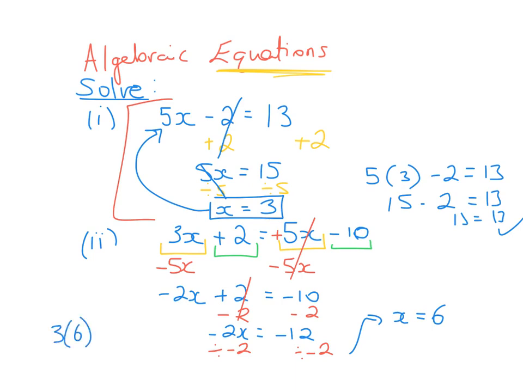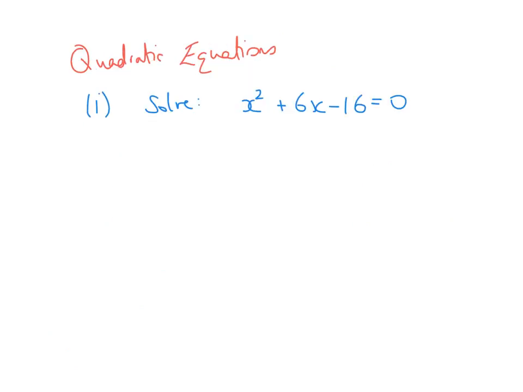So 3 bracket 6 plus 2 should be equals to 5 bracket 6 minus 10. And if we test that out, then that's going to be 20 is equals to 30 minus 10, which is 20. So what we looked at in the last two examples were examples of linear equations.